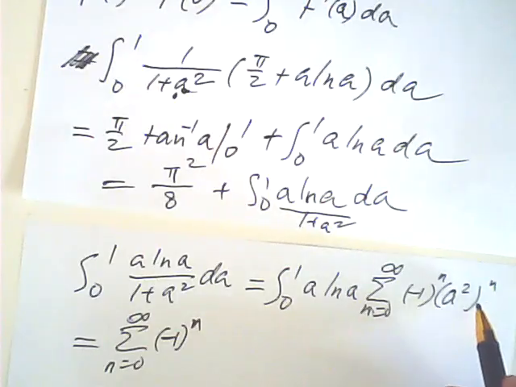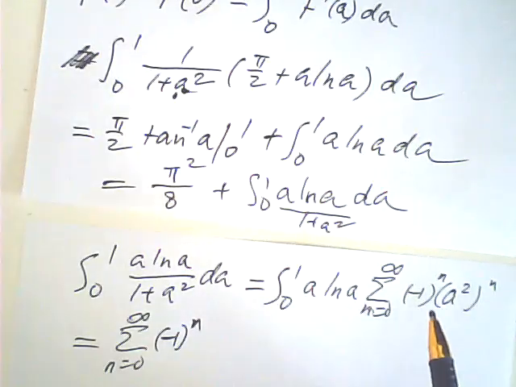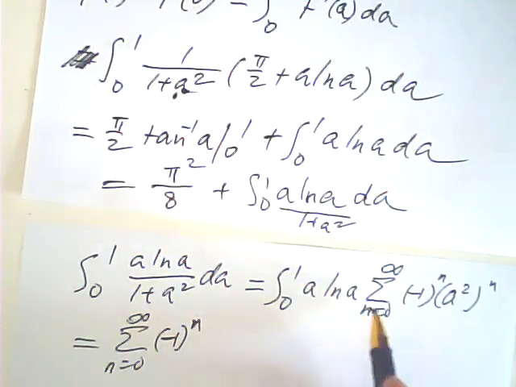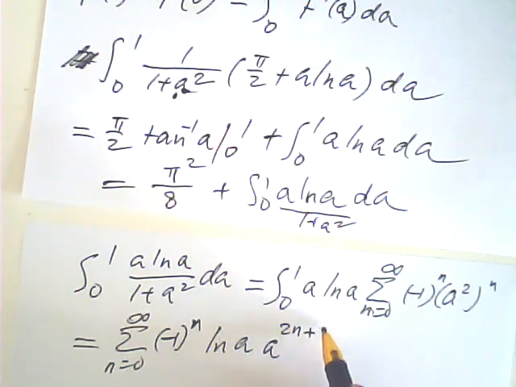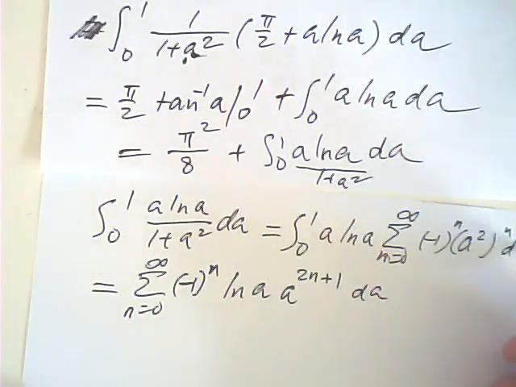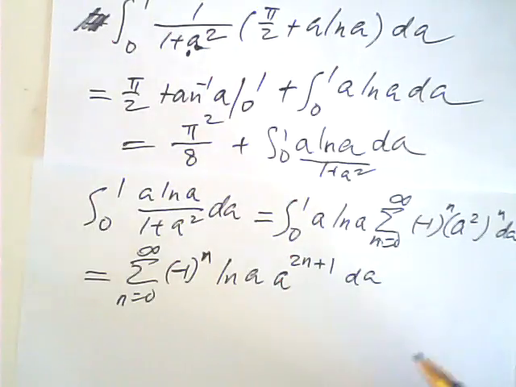Yeah, that's right. This is combined to this one. This is equal to log a and a to the 2n plus 1, da. I'm sorry, too many details. Sometimes I'm missing something easily. All right.